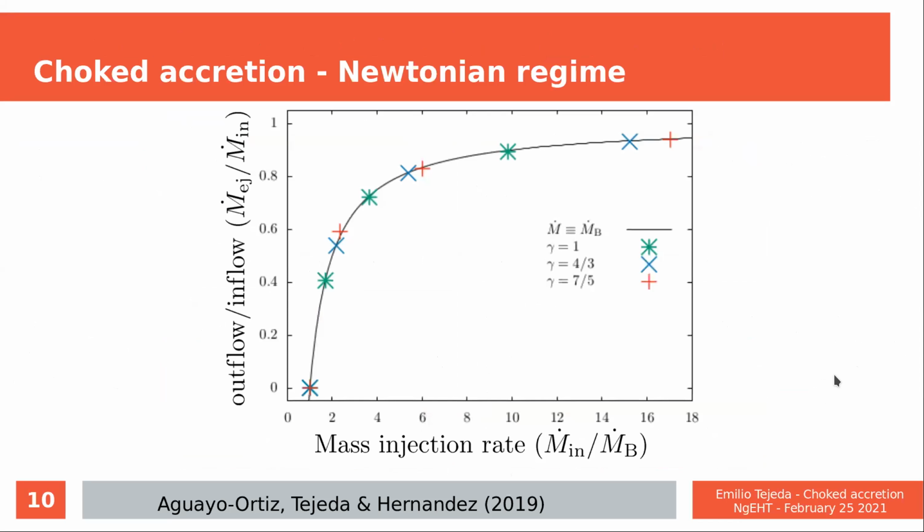In this figure, I show a summary of our non-relativistic simulations for different values of density contrast, as well as adiabatic indices. The horizontal axis corresponds to the mass injection rate crossing the outer boundary of the numerical domain. On the vertical axis, we have the outflow to inflow ratio. The black solid lines show the analytic prediction of exact choked accretion. In other words, that the total mass accretion rate onto the central object is exactly equal to the Bondi value. As you can see, there's an excellent agreement between this condition and the results of our numerical simulations.